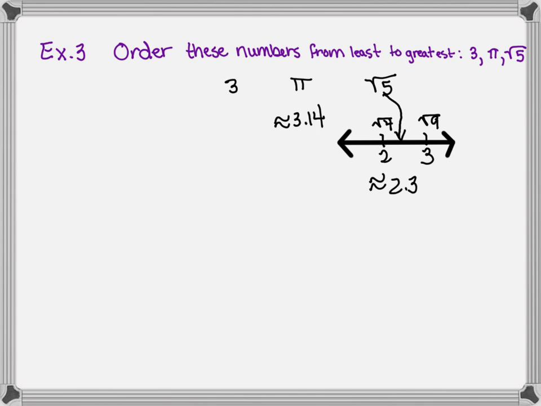So if we're putting them in order, 2.3 or the square root of 5 would be the least. Next would come 3, and pi would be the greatest.